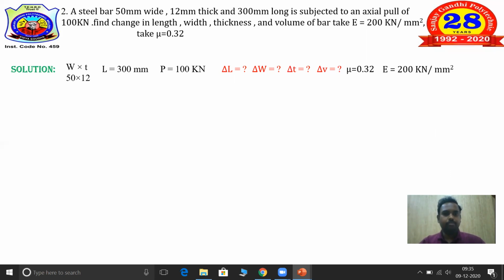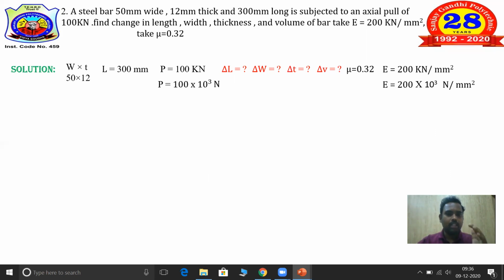Okay, done. First cross-check whether unit conversion is required or not. In case of P, I require unit conversion. That becomes P equals 100 into 10 power 3 Newton. And in case of Young's modulus, again I need a unit conversion because he has given it in terms of kilo. So E equals 200 into 10 power 3 Newton per mm square.